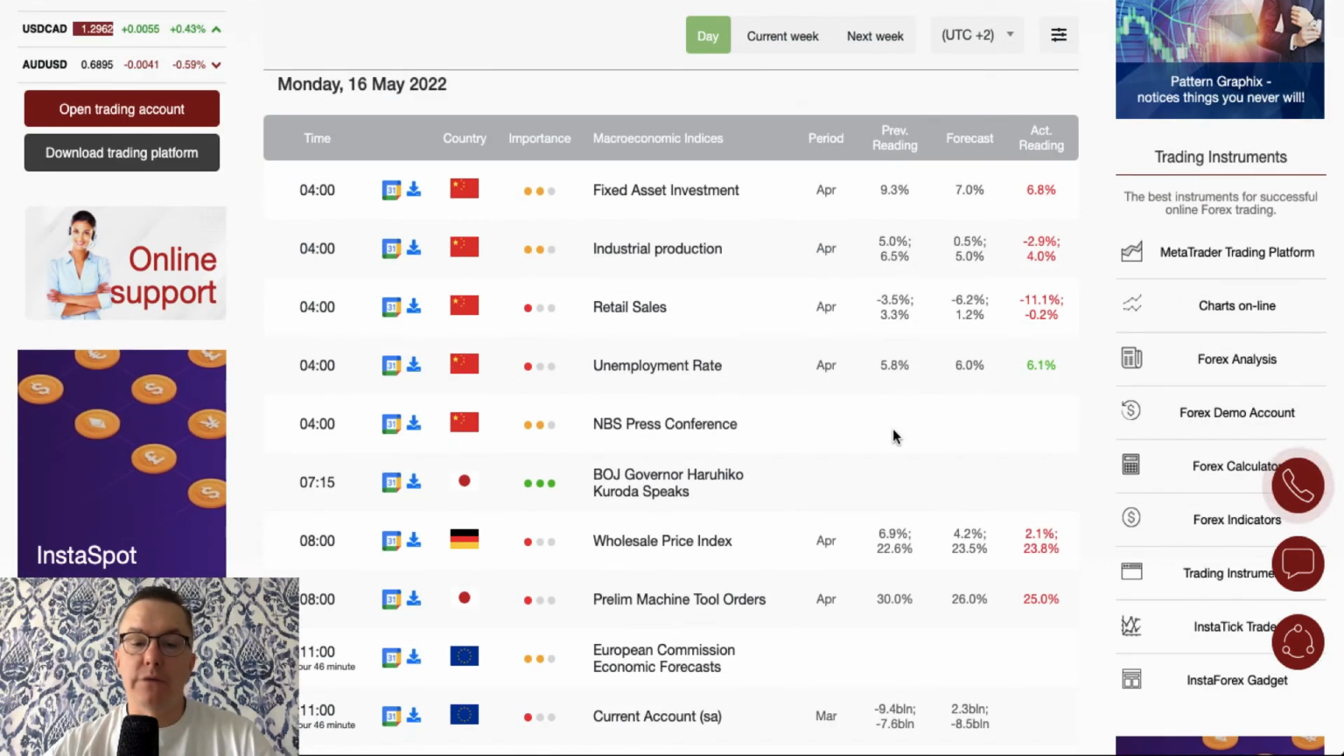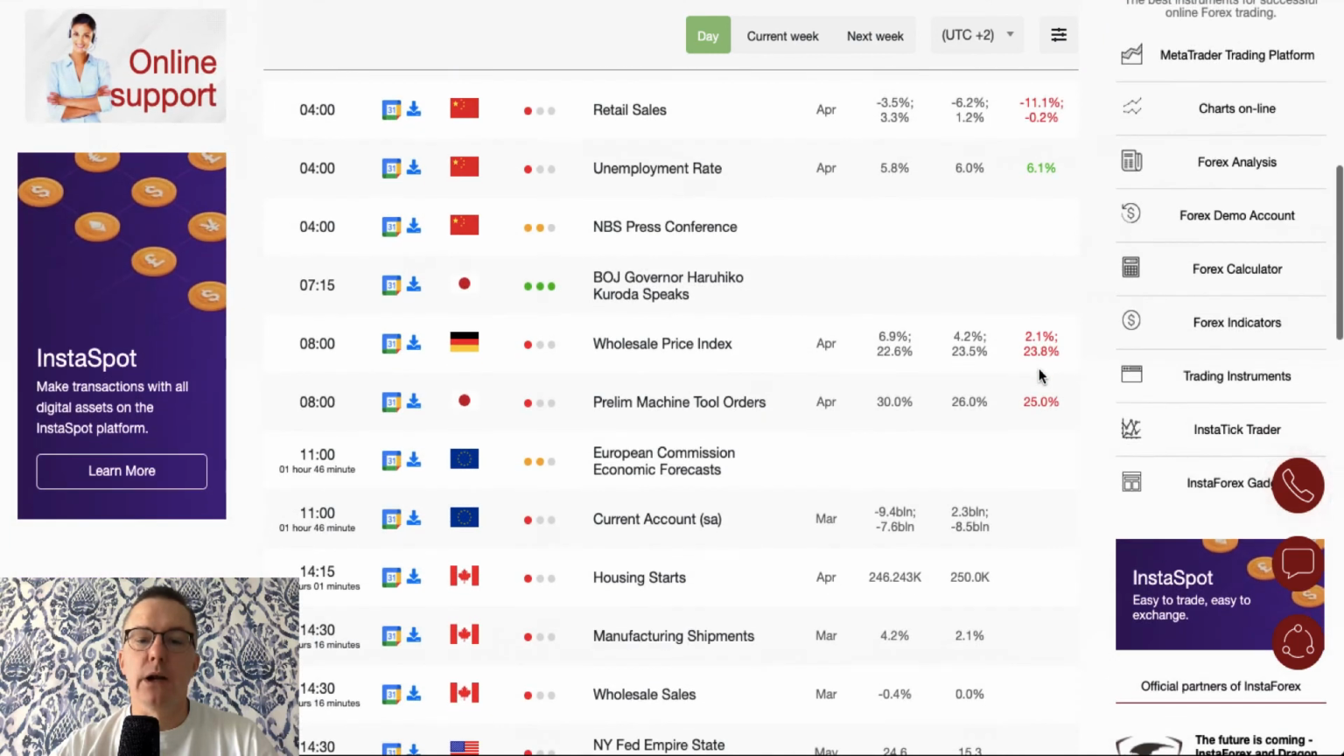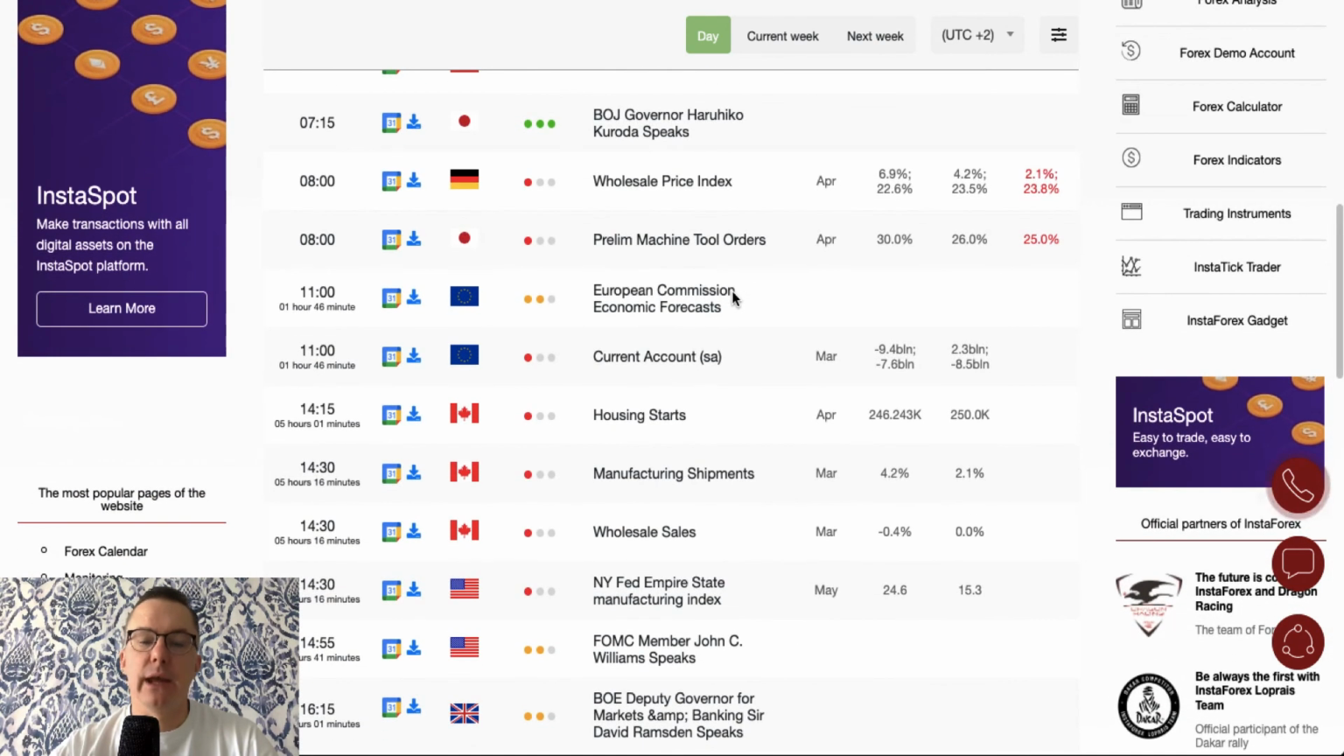Overnight data were mostly released from China in the form of fixed asset investment, industrial production, retail sales and the unemployment rate. Only the unemployment rate missed the expectations of 6%, with the actual number at 6.1%, which means the unemployment rate increased in China. Bank of Japan Governor Hirohiko Kuroda gave a speech at 7:15, so we will definitely take a look at the Japanese yen today.